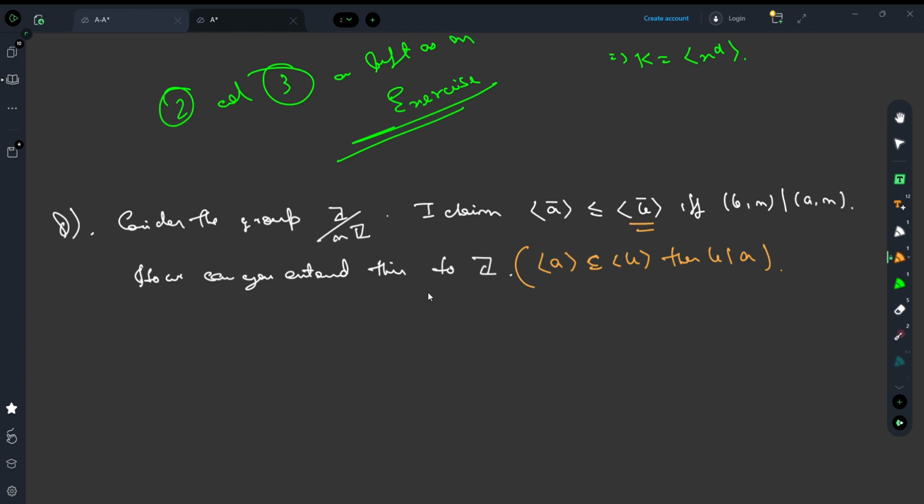This immediately comes out from the structure of the cyclic group generated by B and the structure of the cyclic group generated by A. Try to use the fact that if the cyclic group generated by A is contained in the cyclic group generated by B, then A must be an element of the cyclic group generated by B. It will obviously follow from here, and also keep in mind that this is an additive group. So is Z. Okay, clear?